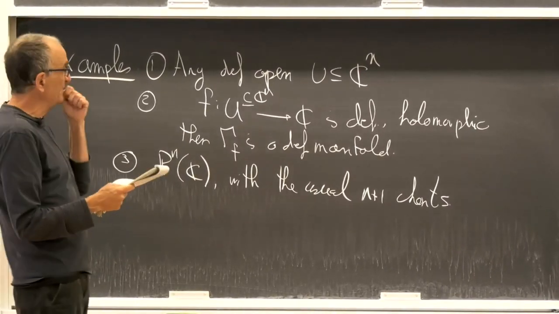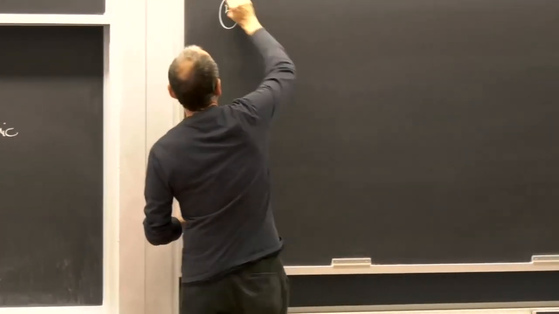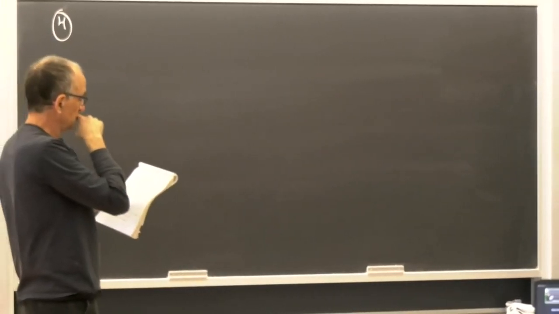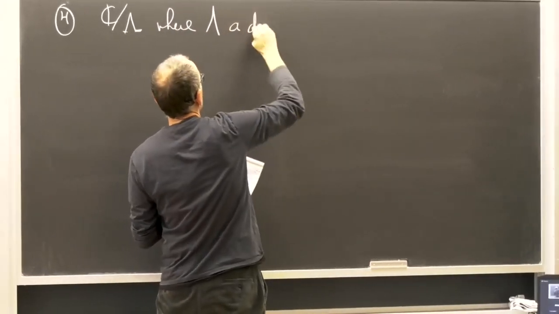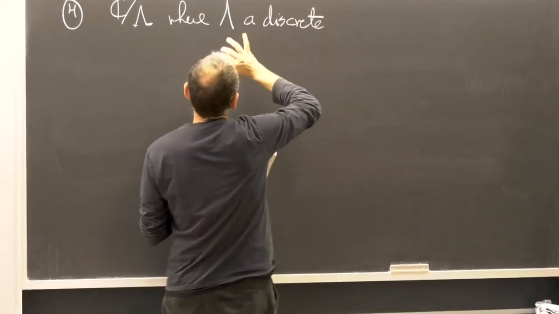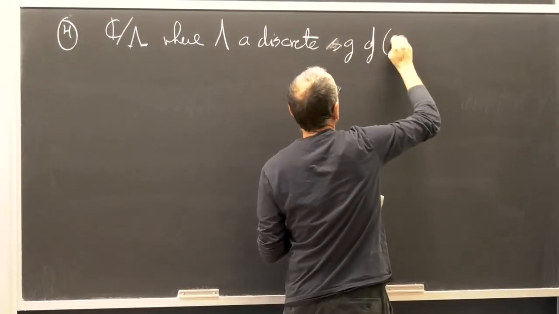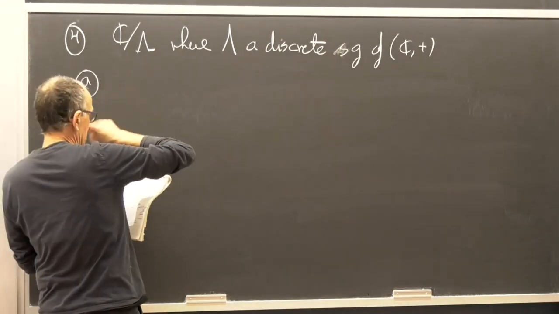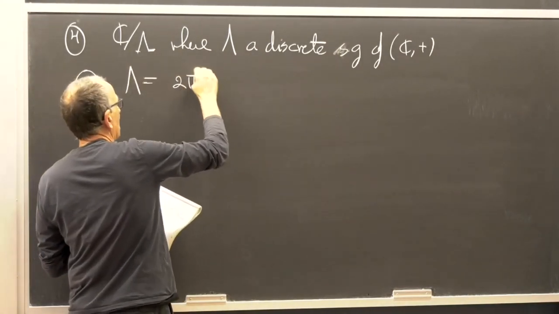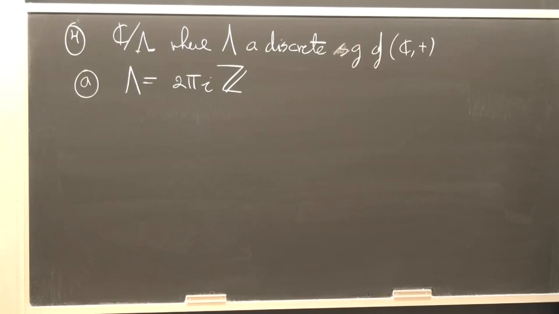Now, a very important family of examples is the following. I'll start with a very simple example: C over lambda, where lambda is a discrete subgroup of C plus. Now, I'm not saying that you can always do it, but I'll give a concrete example. And the simplest example is lambda, let's say I'll normalize by 2 pi i Z, but just iZ would be fine.